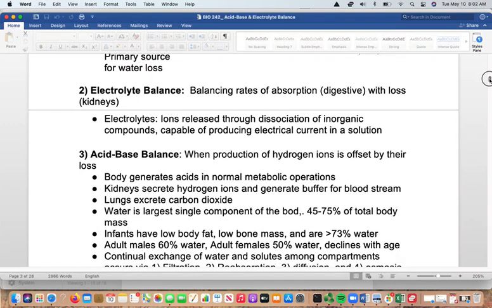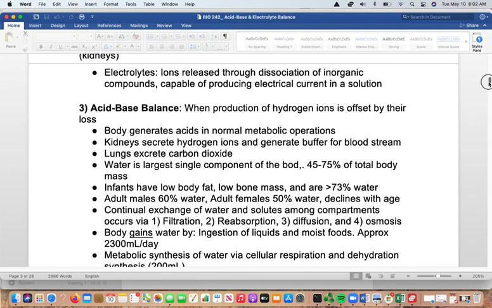Electrolyte balance is important to balance the rates of absorption and loss. Electrolytes are going to be the ions. They can produce electric current in a solution. So they are important for cells, for sodium potassium pumps, among many other things.